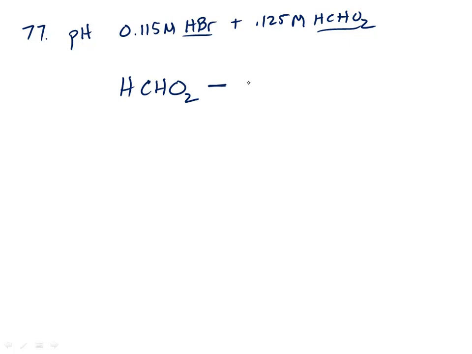HCHO2. When it ionizes, what are my two products? All right, the hydrogen ion. Is there a charge on this ion? It has to be negative. You can't have excess charge on one side of the yield sign. All right, what's the name of this ion?